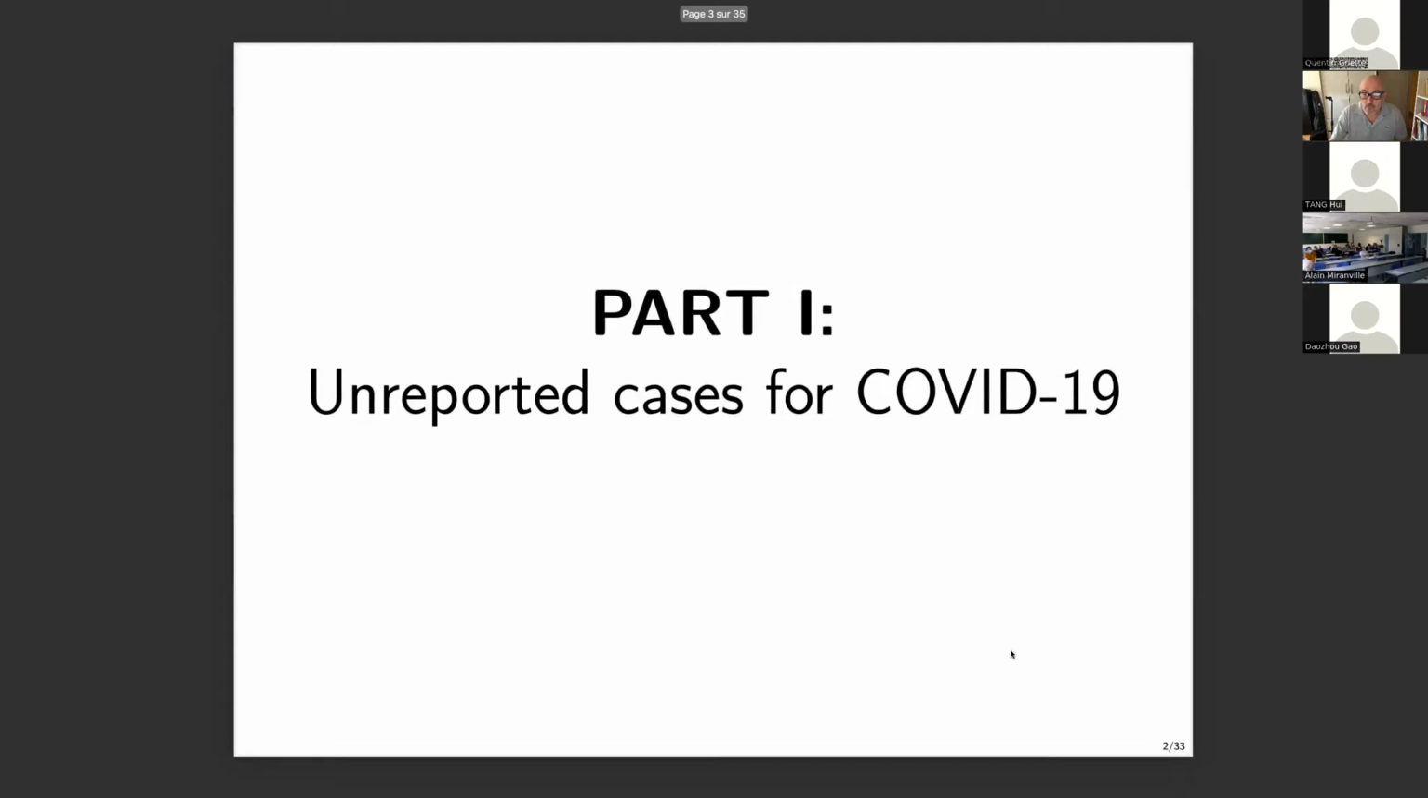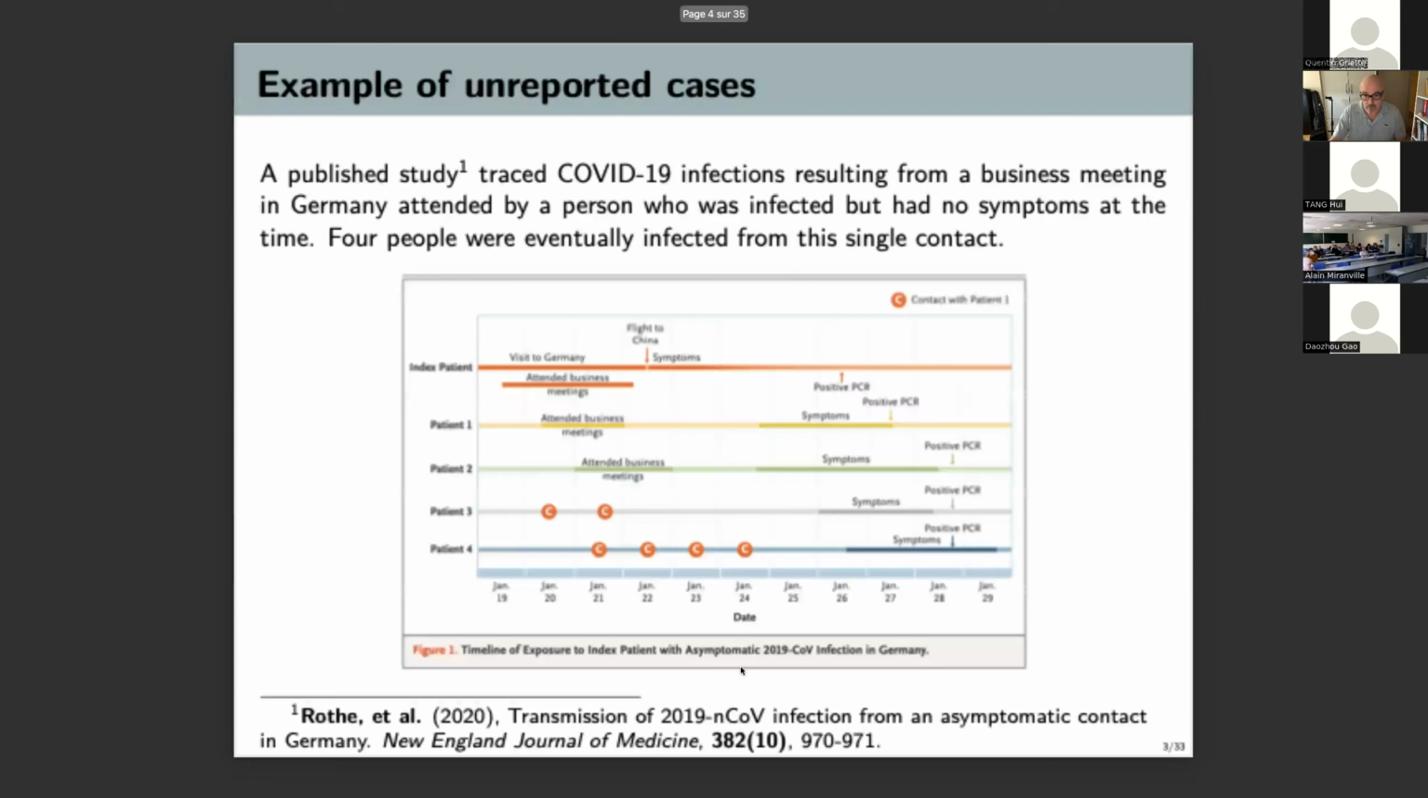So I will start with some basic facts about COVID-19. I first became interested in the unreported case problem, which is an important problem. It means that what you get as the data is just part of the picture, and only a fraction of the cases are reported in reality. There is some evidence about that.